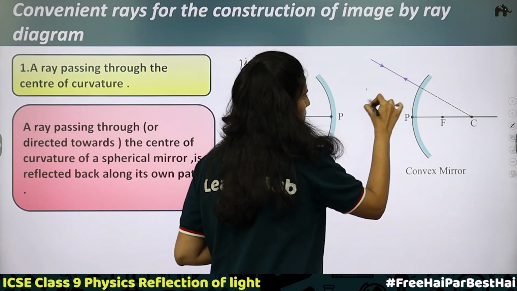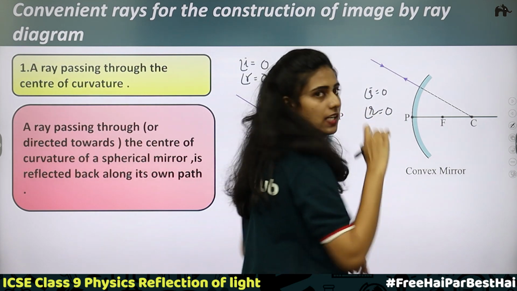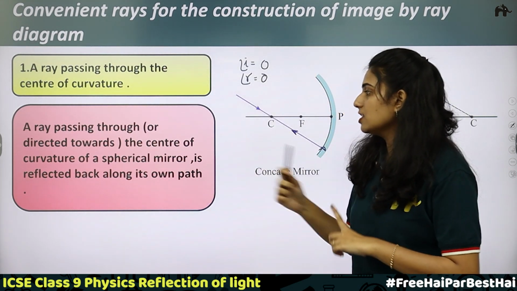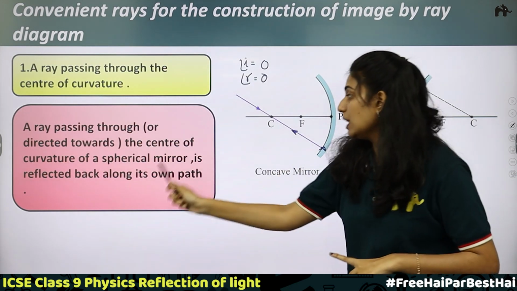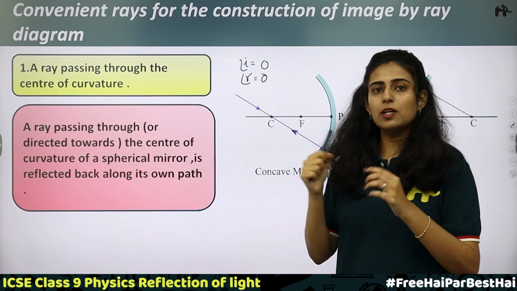Here again the angle of incidence is equal to 0, angle of reflection is also equal to 0. A ray passing through or directed towards the center of curvature of a spherical mirror is reflected back along its own path. Incident ray and the reflected ray will coincide.